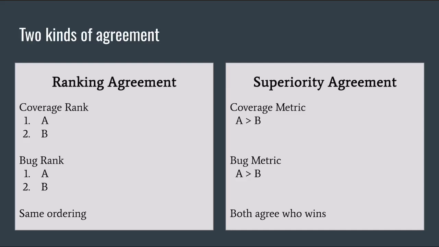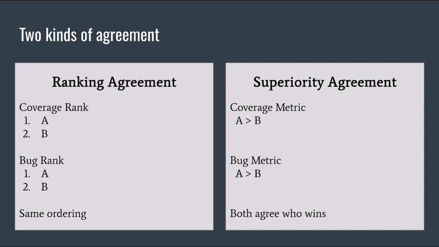Concretely, if coverage says A is number 1, B is number 2, and C is number 3, does bug finding say the same thing? Or does bug finding flip the order, like B is number 1 and A is number 2? Even these small flips matter because it changes who looks the best.